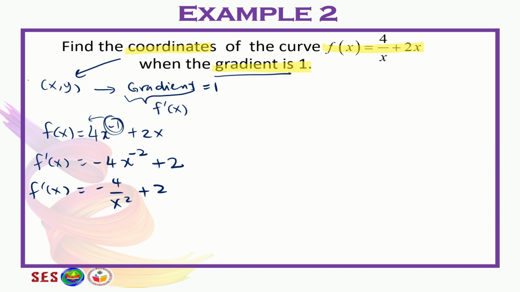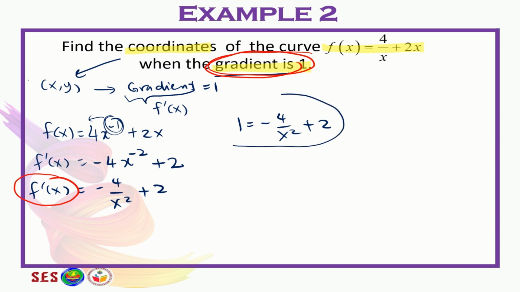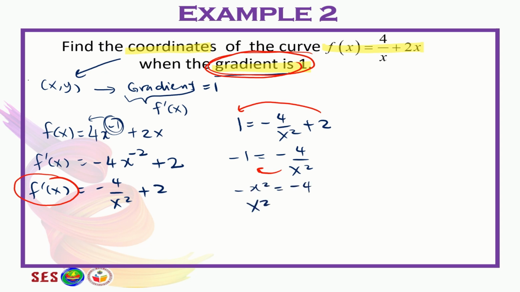And then from the question, we know that the gradient is equal to 1. So you just have to substitute f'(x) with 1. So you have 1 = -4/x^2 + 2. And then you have to rearrange this equation to get the value of x. So first bring 2 to the left side. So 1 - 2 = -1. So -1 = -4/x^2. And then x^2 to the left side. So -x^2 = -4, and x^2 = 4.